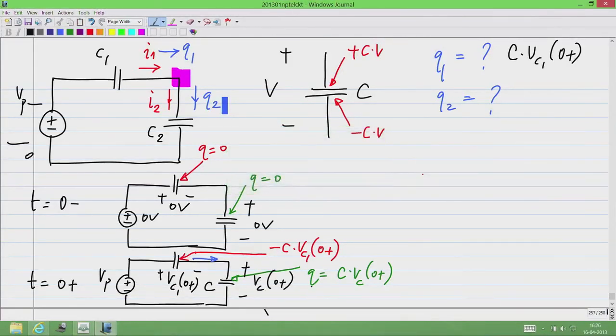And Q2, which is the current flow, the charge flowing into the capacitor C, this is not C2, equals C times Vc of 0 plus, because originally there was no charge on this plate, later there is a charge of C times Vc of 0 plus. So, Q2 is C times Vc of 0 plus.